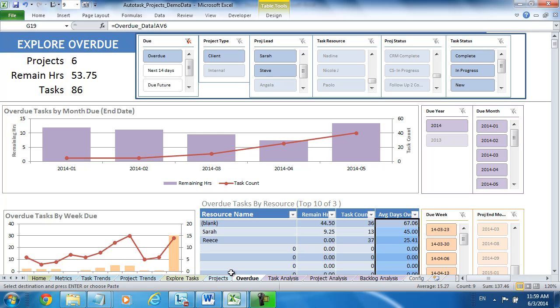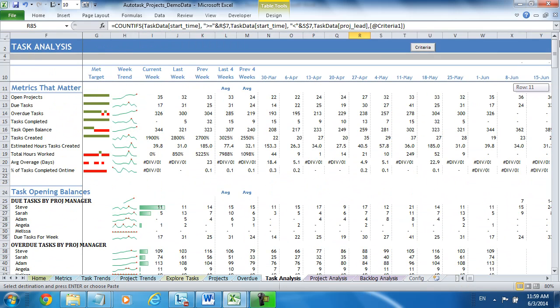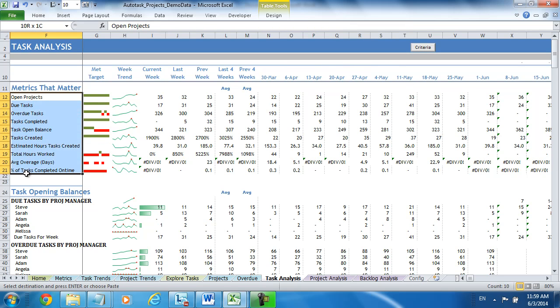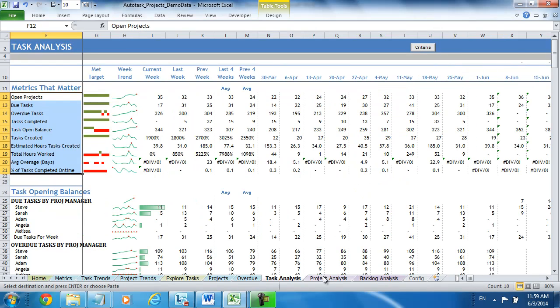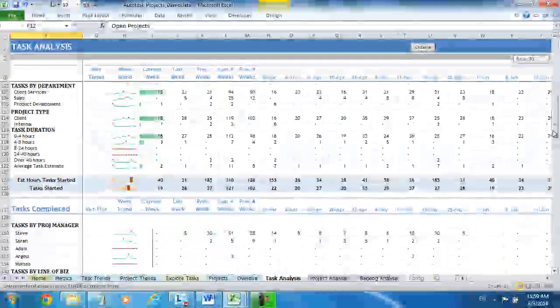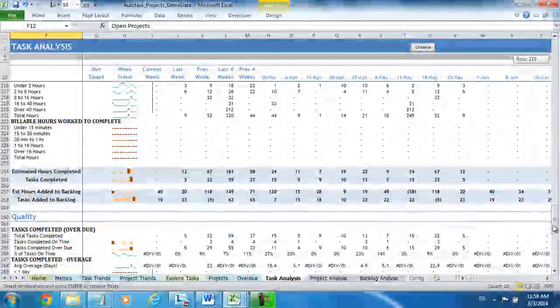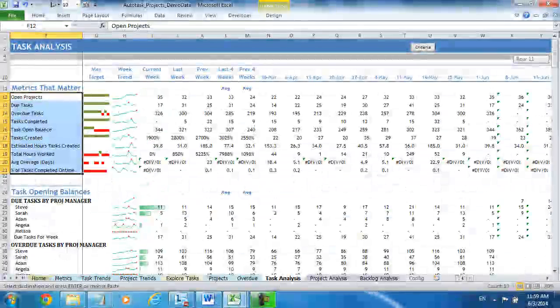We provide a number of spreadsheet data views for task analysis and for project analysis. Similar to previous workbooks, you'll have your metrics that matter at the top that you can modify, and there's a section that provides the ability for you to put your target values, so you can compare over and under. We also provide all of the data, this is the task analysis that is doing all the calculations, and you can use any of these in the metrics that matter section.